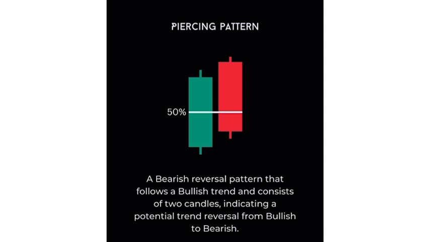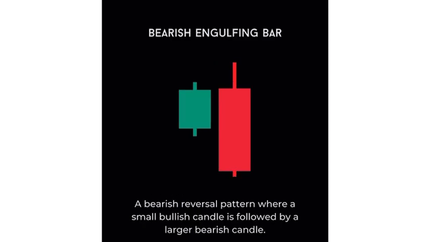Another one is the piercing pattern, right? The piercing pattern is a bearish reversal pattern that follows a bullish trend and consists of two candles indicating a potential trend reversal from bullish to bearish. So you can see the market going up, and then you see this piercing pattern candlesticks that form. One is higher than the other, and you can see there is a reversal, right?